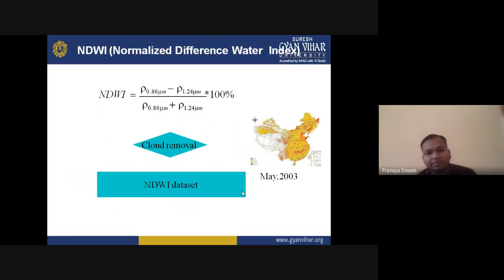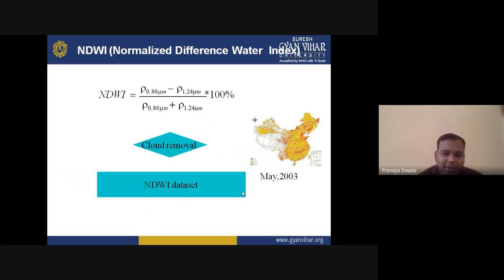Then you have the normalized difference water index, that is the NDWI. You have an NDVI and then you have NDWI. For NDWI, you can see the formula given here, and what data set you can use.